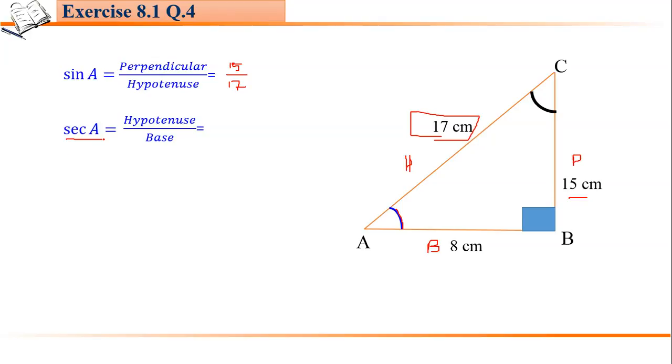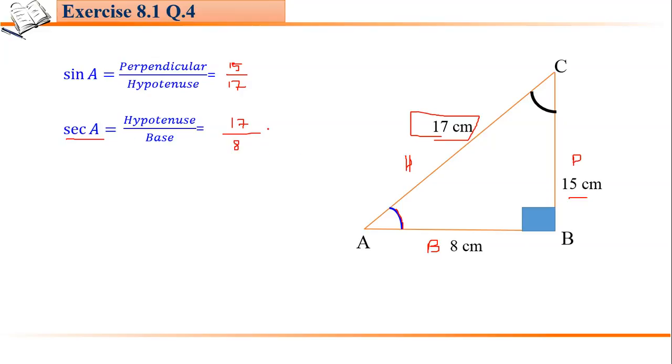Next is secant A. The value of secant A is hypotenuse upon base. Or you can first find the value of cos of angle A and then take its reciprocal. If you don't want to do that, you can directly find the value of secant A, which is hypotenuse upon base. So hypotenuse here is 17 and base here is 8. So the value will be equal to 17 divided by 8.